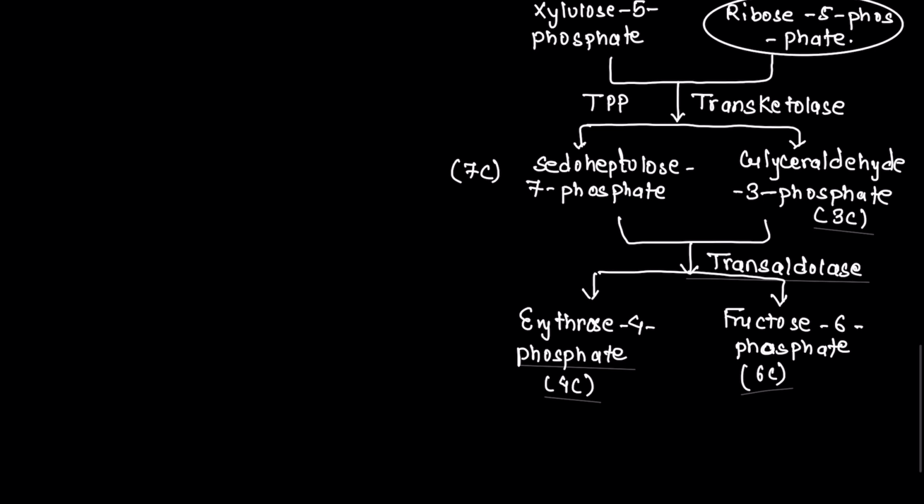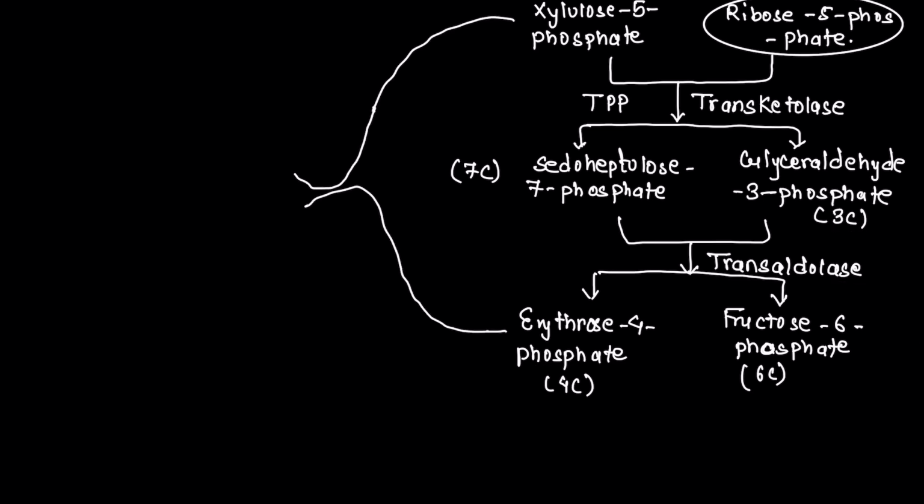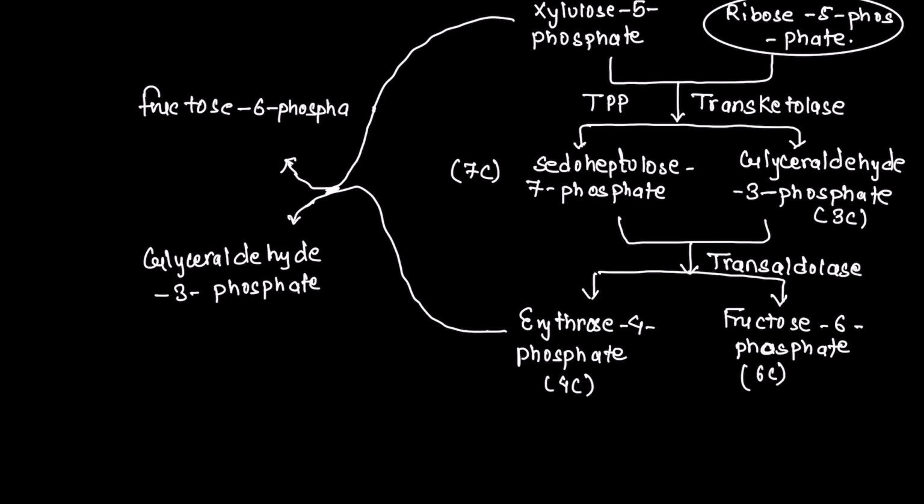Now, then what happens is a very good thing takes place. That is, this xylulose 5-phosphate and erythrose 4-phosphate will react and form two different compounds: glyceraldehyde 3-phosphate and fructose 6-phosphate. Again, this is a 6-carbon compound, and this is a 3-carbon compound.